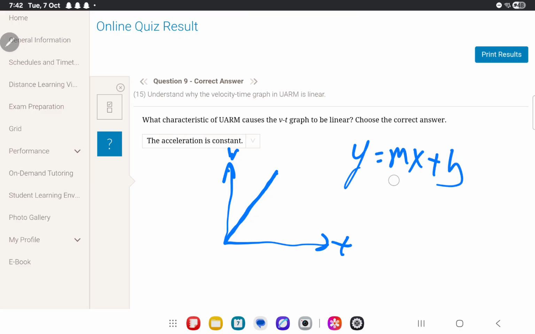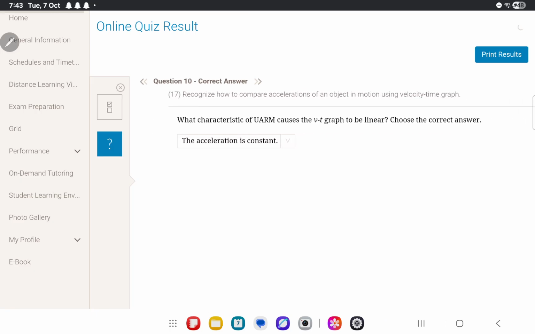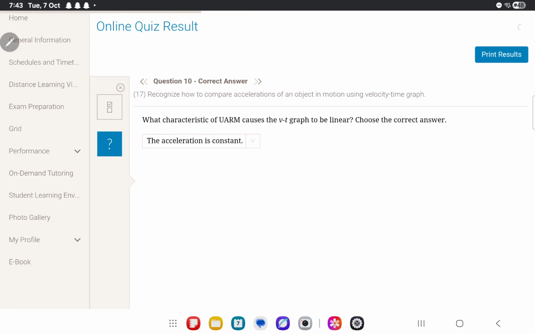M is staying the same. M is the slope, and it stays the same, right? So the acceleration here never changes. This and the slope will never change. That's what gives it a linear VT graph. Okay, the acceleration is constant. It's a very, very easy question, and we've explained this concept.